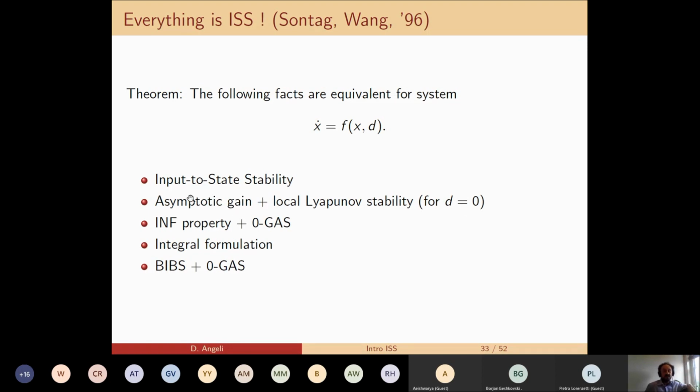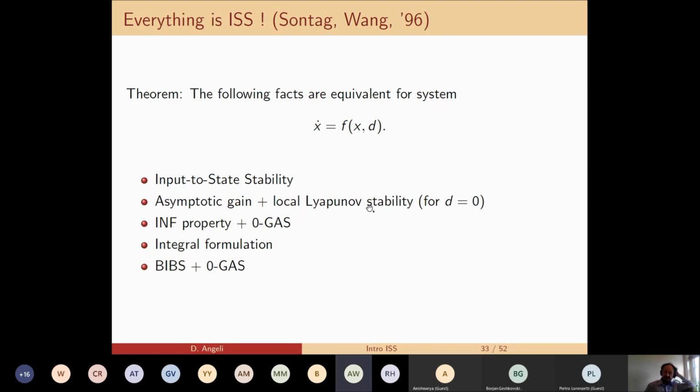So notice that this is, if you like, the analog of saying that global asymptotic stability is the same thing as attractivity and local Lyapunov stability. So local Lyapunov stability is here, and what asymptotic gain is nothing but an attractivity property for systems with input, except that this time the attractivity is not to 0, but to a neighborhood proportional to the size of D. So that's kind of a result in the same spirit as that.